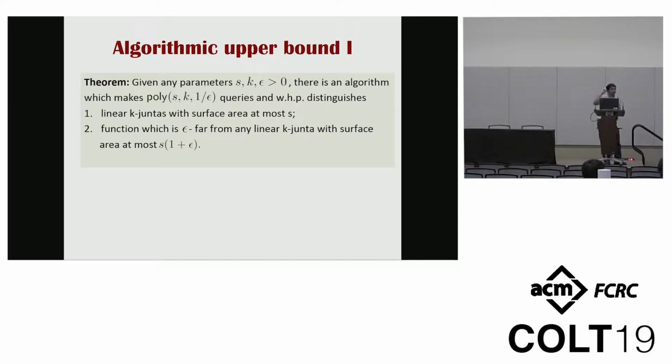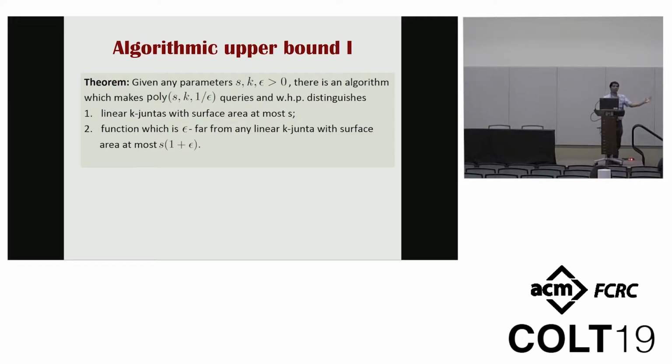Don't bother about this S times 1 plus epsilon. It's a technical requirement, but basically it makes a polynomial number of queries in the three relevant parameters, the arity parameter, the error parameter, and the surface area bound, and says whether the function is a linear k-junta or it's epsilon far from a linear k-junta.